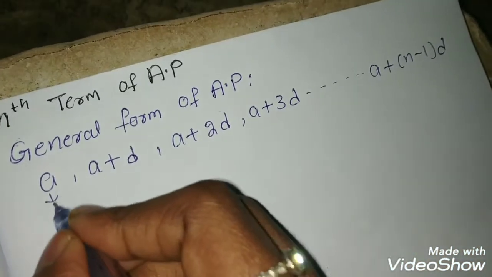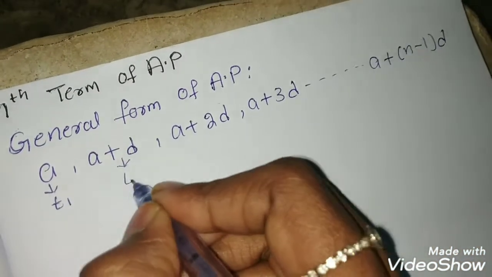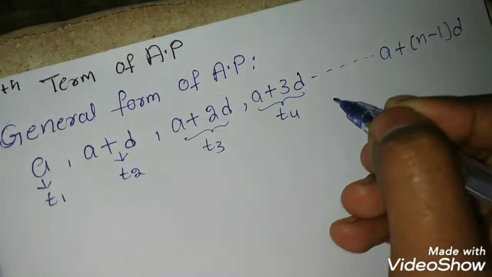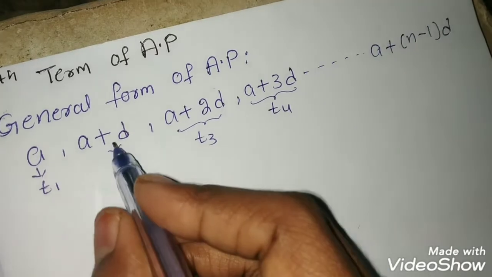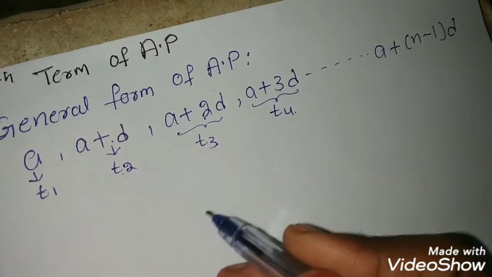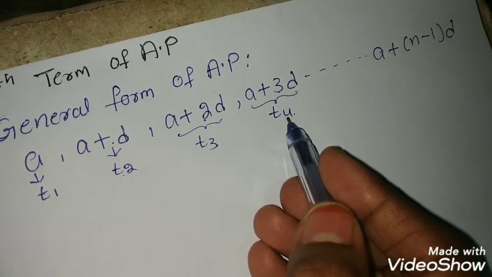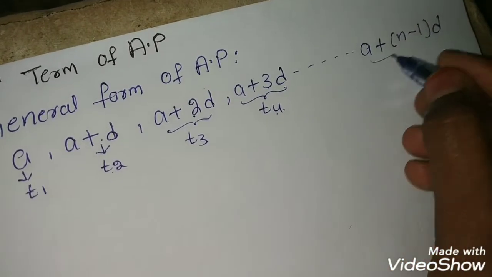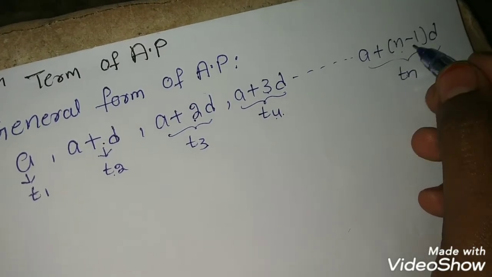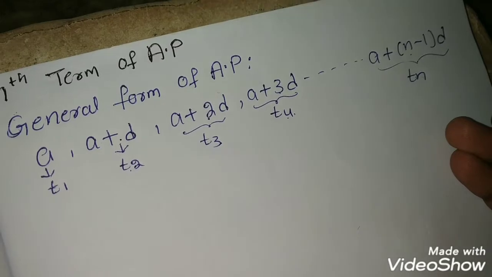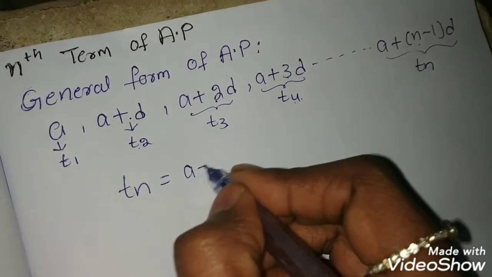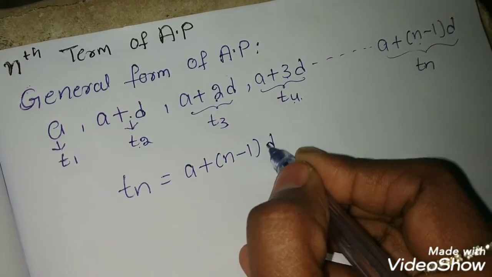So this is the first term, t1, t2, this is t3, and this is t4. Are you observing here? In term 2 we have 1d, term 3 we have 2d, term 4 we have 3d. 3 is the preceding number to 4, right? So this is term n, tn. What is the preceding number of n? That is n minus 1. So finally tn is equal to a plus n minus 1 into d.